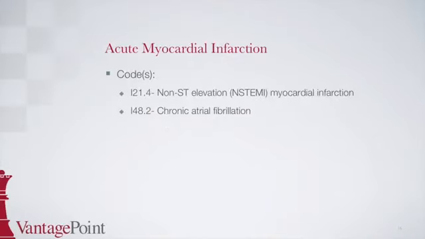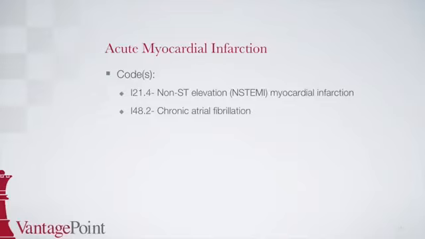The first code is I21.4, non-ST elevation NSTEMI myocardial infarction. This code can be located by starting at infarction in the alphabetic index and then locating the term myocardial. Indented below this is non-ST elevation NSTEMI, which points to I21.4, which you would then confirm in the tabular.